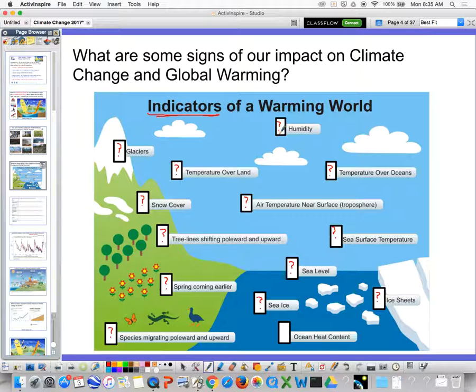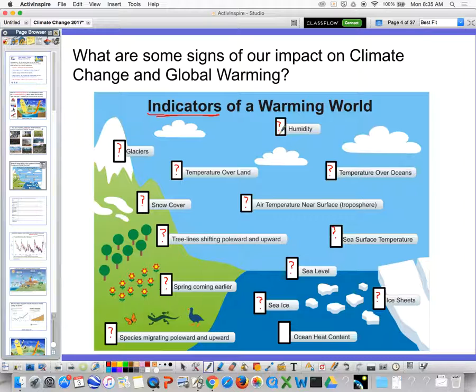What is going to happen in the future as we add more greenhouse gases and we enhance the greenhouse effect? So that's one thing we're going to think about. You guys will make a hypothesis as to whether these things will increase or decrease with a warming planet and come up with some reasons.